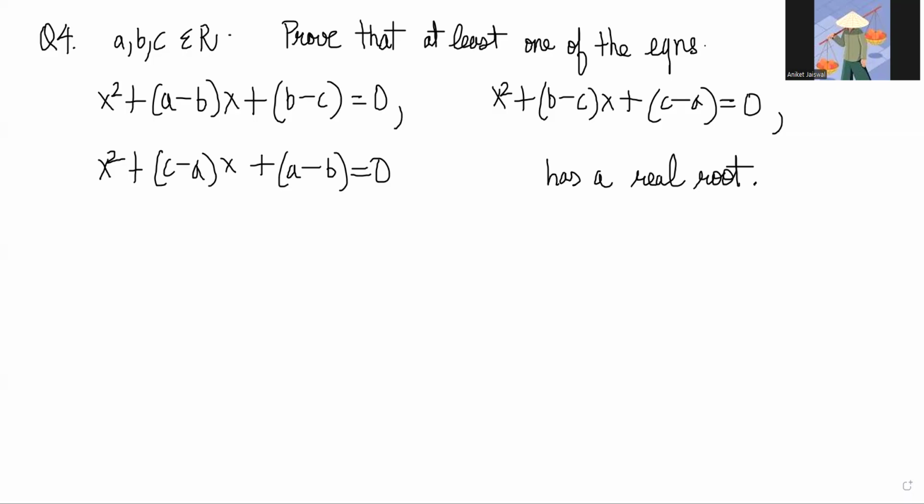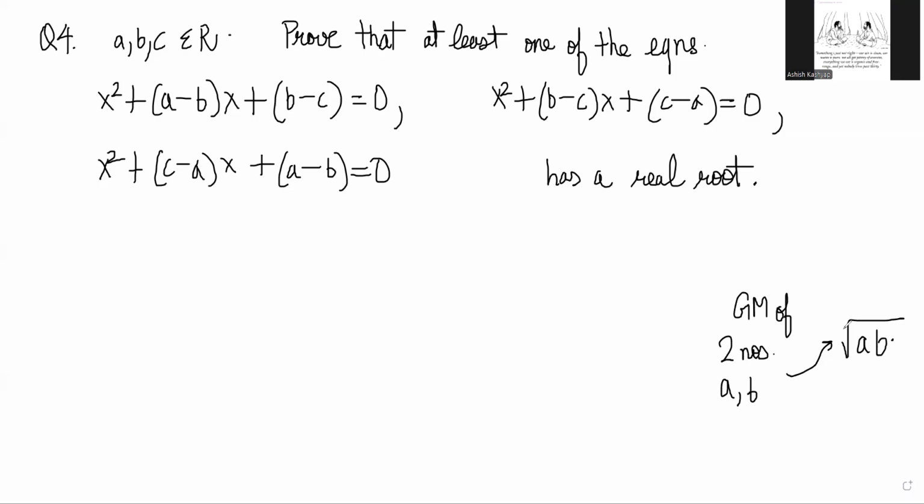Sir, what is the formula of geometric mean? Geometric mean of what? Of two numbers, A1 and A2. Yes sir. Root AB. Thank you sir.